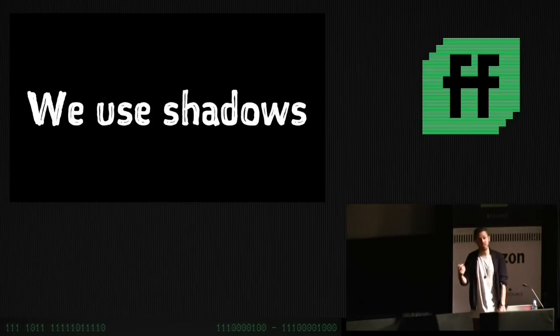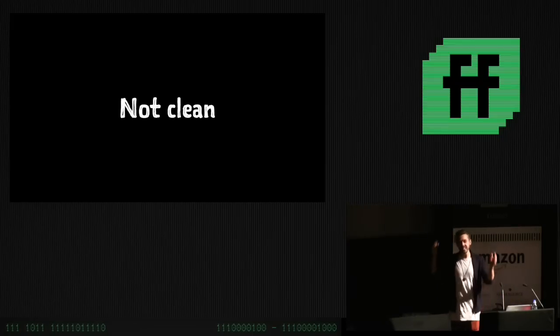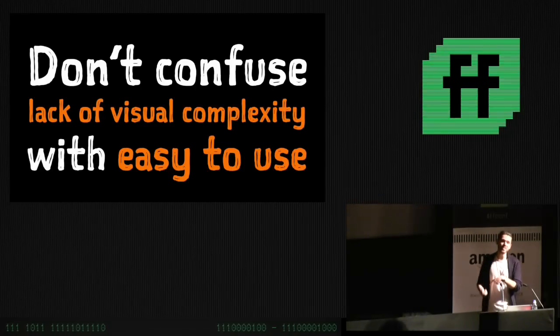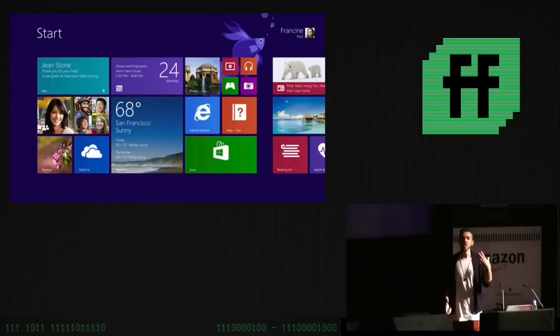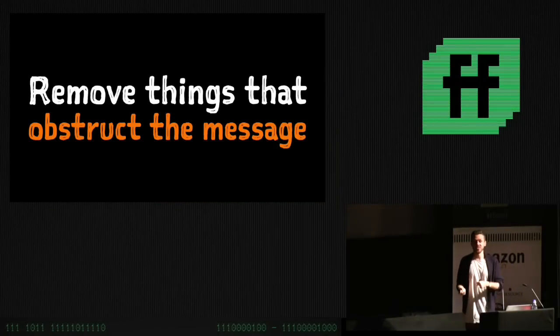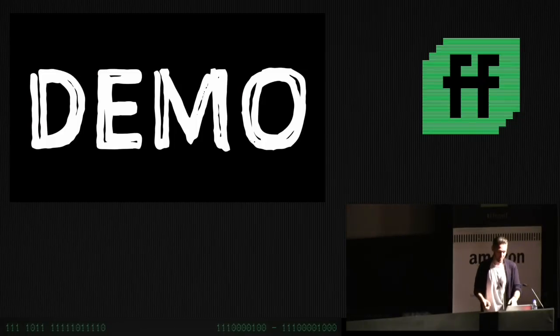For example, at GitHub, we use a lot of shadows, because shadows are great for communicating hierarchy, right? Things should be obvious, not clean, as in flat, and everything's gone. Obvious, hopefully both, but don't confuse lack of visual complexity with something that's easy to use, because that's what Microsoft did with Metro, right? So you have this very flat, nice thing, but you can't really turn it off, for example. You end up with this. So we want to avoid this, but we want to remove things. It never gets old. Remove things that obstruct the original message, right? Not the other way around. So let's remove some things and clean up some CSS real quick.